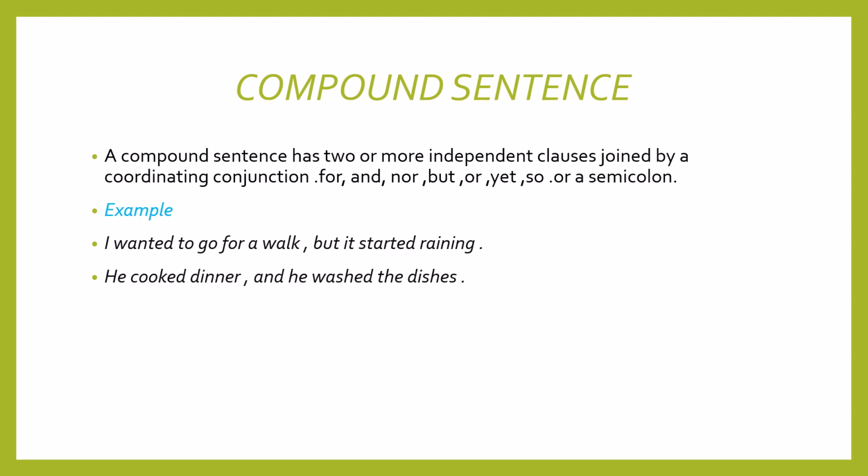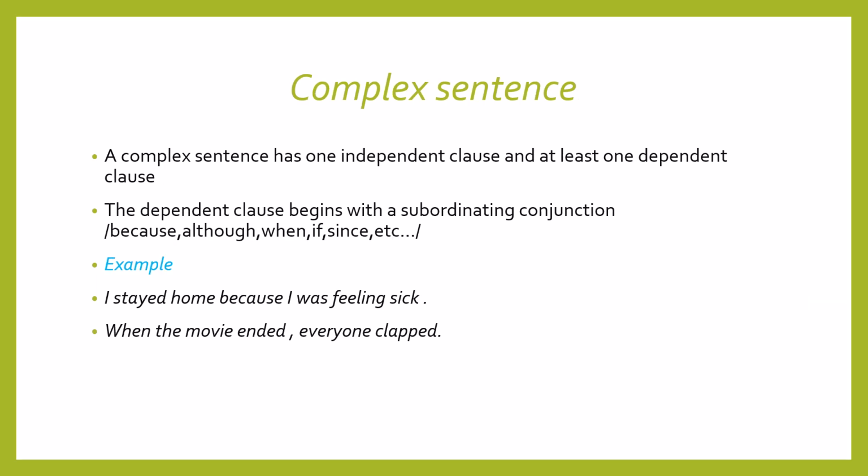Let's see another example. He cooked dinner. Complete thought, starts with a capital letter, and he washed the dishes. We have a comma before the coordinating conjunction. These two independent clauses are joined by a coordinating conjunction. This sentence starts with a capital letter and ends with a full stop. So this is a compound sentence. Now let's move to a complex sentence.